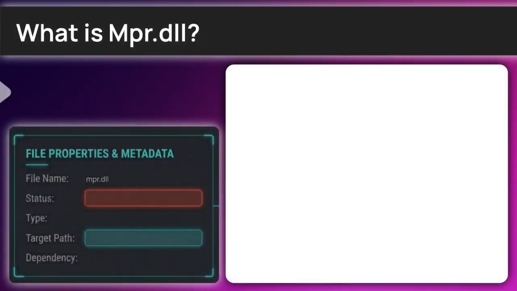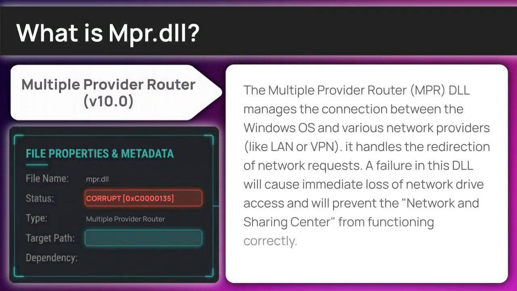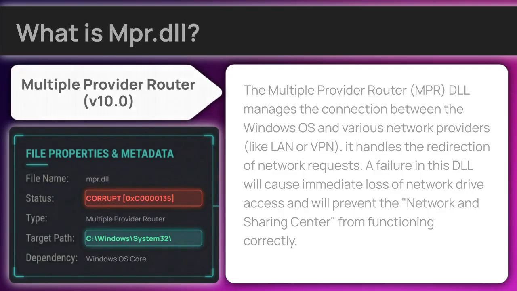This is the Mpr library. It manages the connection between the Windows OS and various network providers, like LAN or VPN. It handles the redirection of network requests. A failure in this DLL will cause immediate loss of network drive access and will prevent the network and sharing center from functioning correctly. Now that you're up to speed on the file's role, let's begin the repair process.